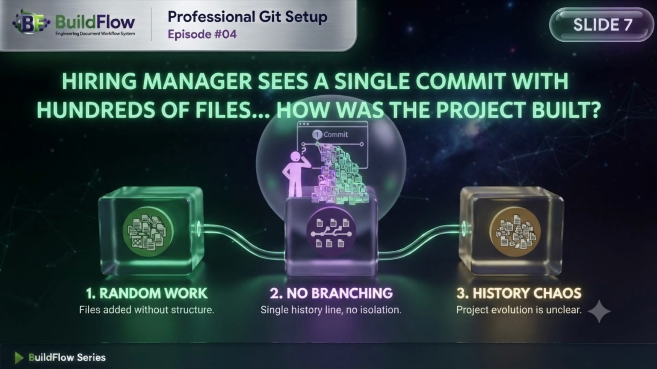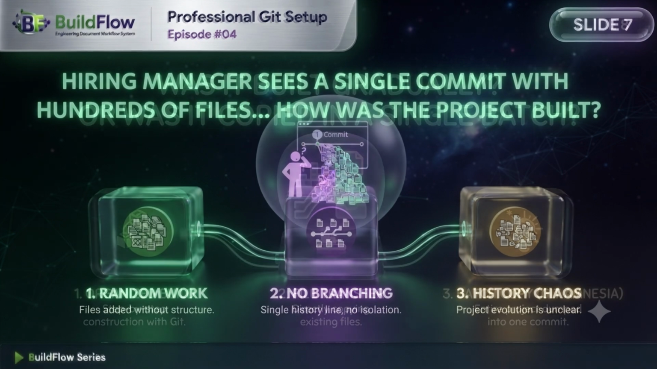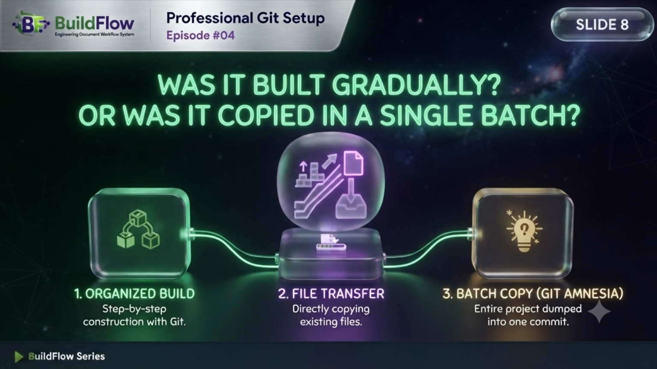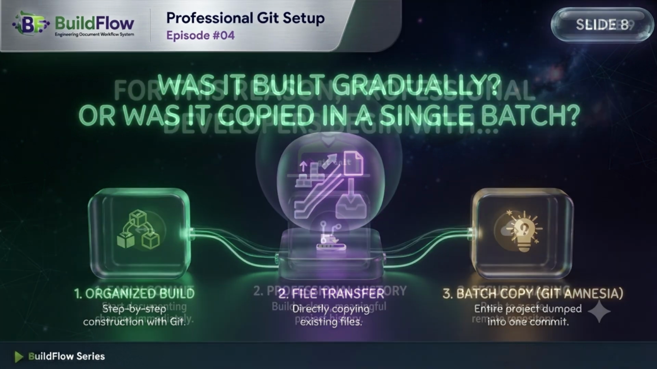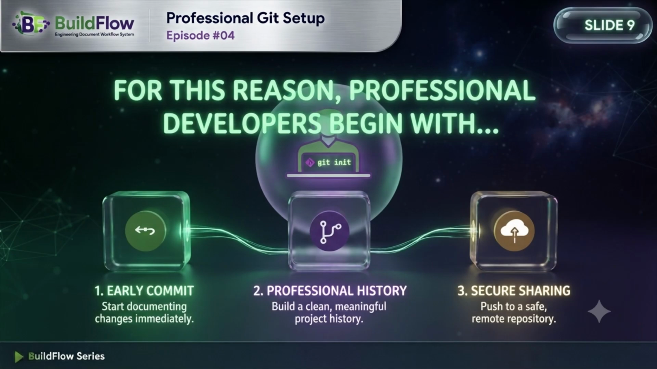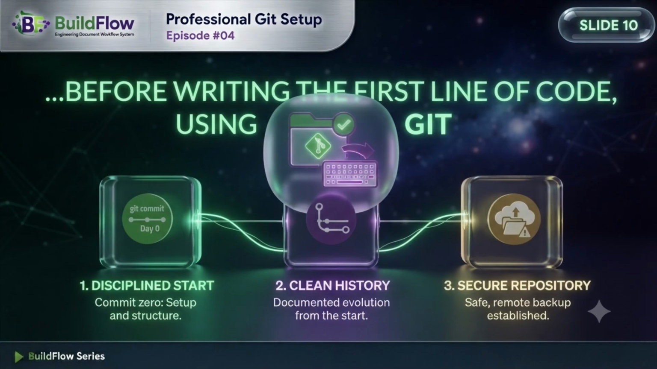And when a hiring manager sees a repository containing a single commit with hundreds of files, they cannot tell how the project was built. Was it developed gradually, or was everything copied in at once? This is why professional developers start using Git before writing the first line of code.